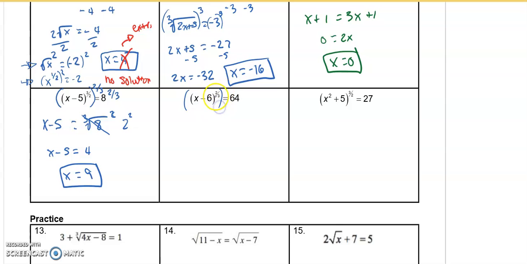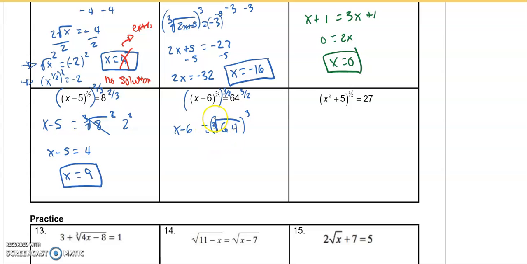Okay, next one. 2/3 power. I'm going to raise to the 3/2 power on each side, the reciprocal. So I'm just left with x minus 6. This is where we have a little bit more to think about. So 64 to the 3 over 2. Anytime you have an even number on the bottom, that's an even root, like a square root. So I decided to take the square root, or raise both sides to the 3/2 power. Really, I'm taking 64, taking the square root, and then whatever that's equal to, I'm raising to the 3rd power, right? The second root's the square root.